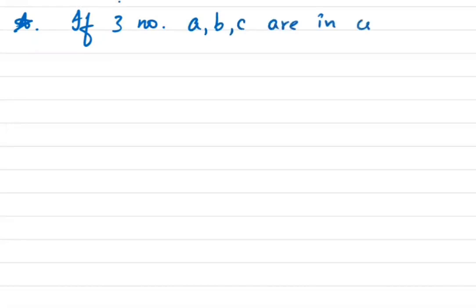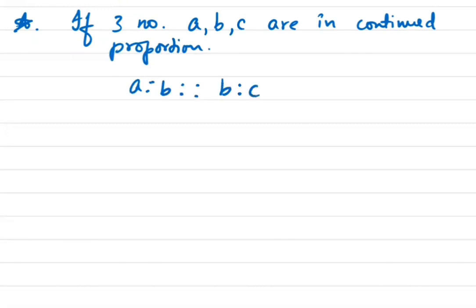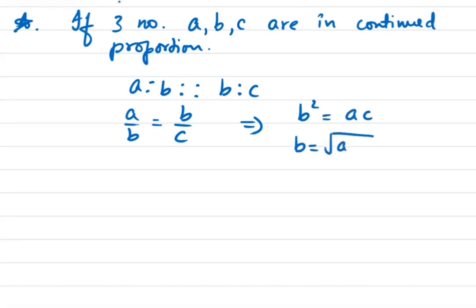The first result is if three numbers a, b, c are in continued proportion, such that we can write a is to b. Continued proportion means a by b is equal to b is to c. So a over b is equal to b over c, because the four dots mean the proportion symbol. And when we cross multiply, what we get? b square equals ac, or b equals square root of ac.